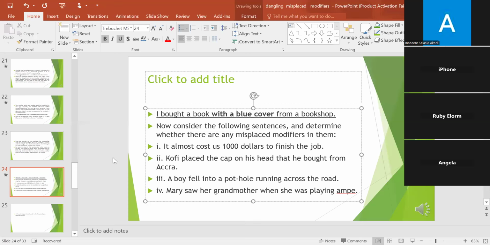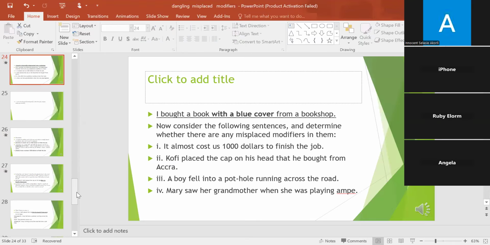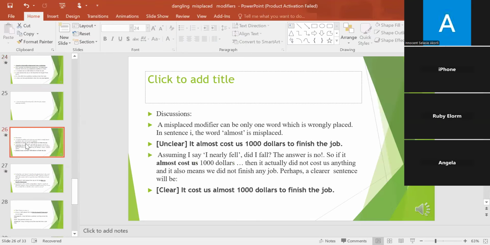Now, let's continue this. Let's go to the next two slides and read on, please. Discussions. A misplaced modifier can be only one word, which is wrongly placed. In sentence 1, the word almost is misplaced. It is: it almost cost us $1,000 to finish the job.